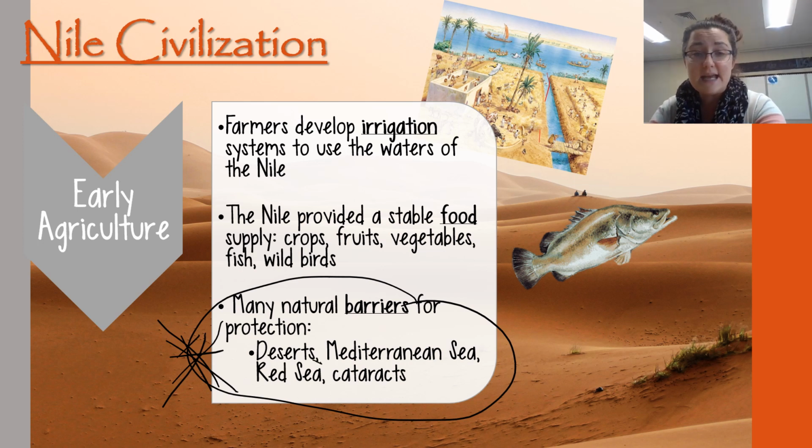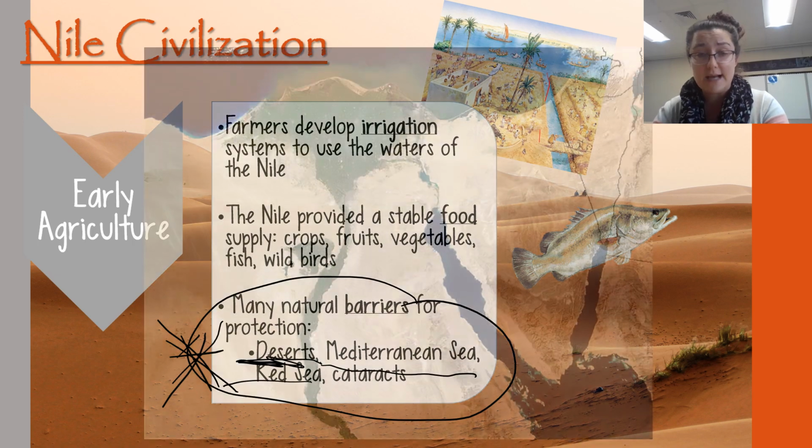They had deserts on either side. The Mediterranean Sea to the north, the Red Sea to the far east, and those cataracts, those rapids. So although invaders did occasionally come to Egypt, it was very rare because Egypt was so well protected.